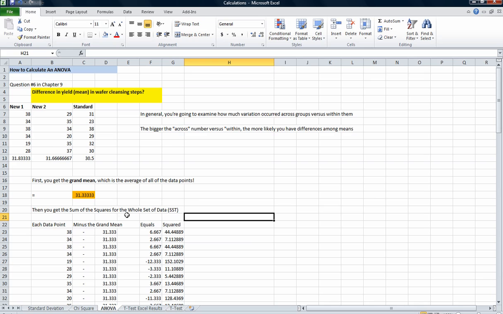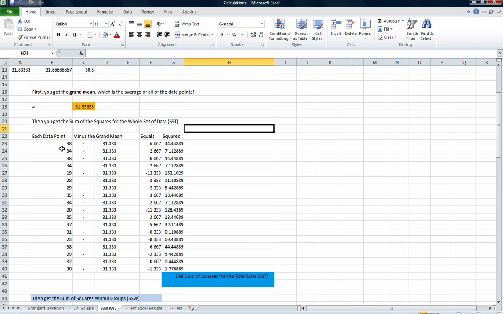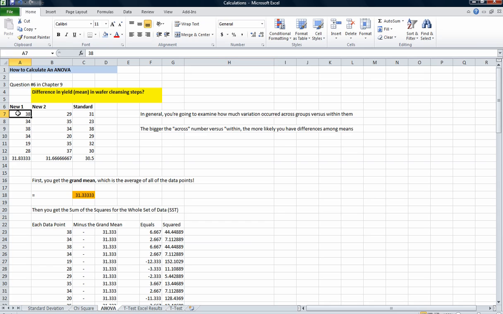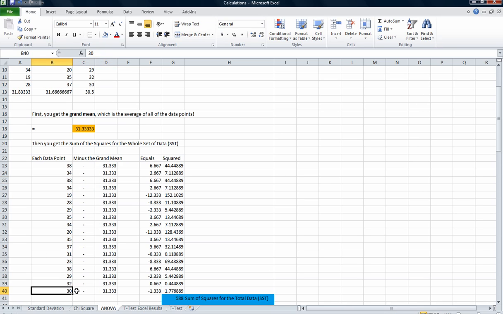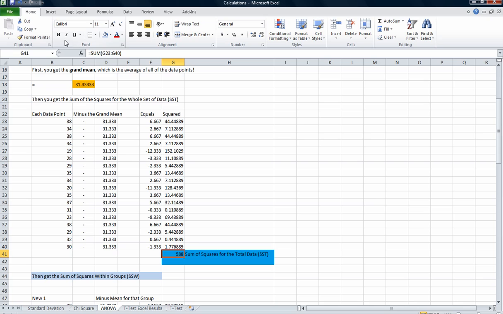Okay, then what you would look at next is the sum of squares for the whole data set. Essentially we're looking at variance here. So what you would do is take each data point, each one from each cleansing step, and subtract it from the grand mean. So 38 minus 31.33 equals 6.667, and then you square that, you times it by itself, and you get 44. You'd then take 34 and subtract it from 31.333. You get 2.667, and square it. So there's 34, 38 minus 31, etc., all the way down to 30, which is down here. 30 minus the grand mean equals negative 1.333 times itself, and then you total them. You get 588 in terms of variation from the grand mean.